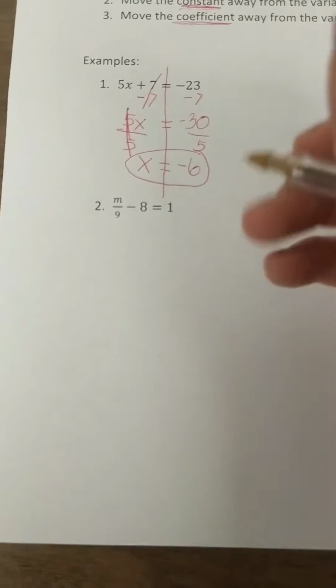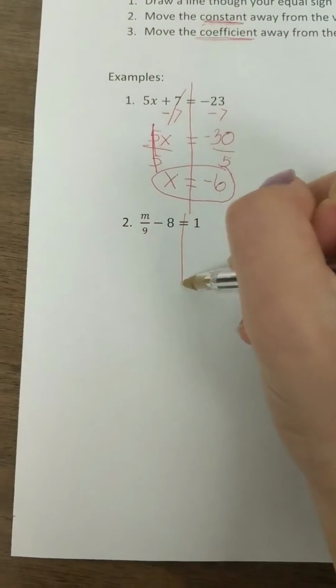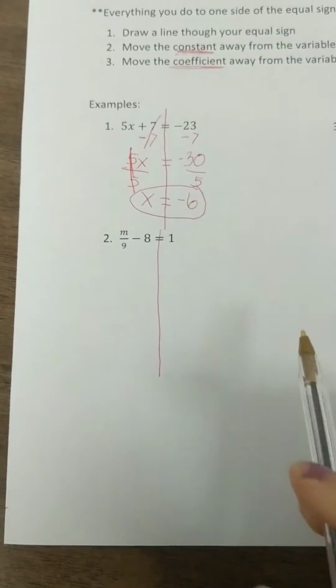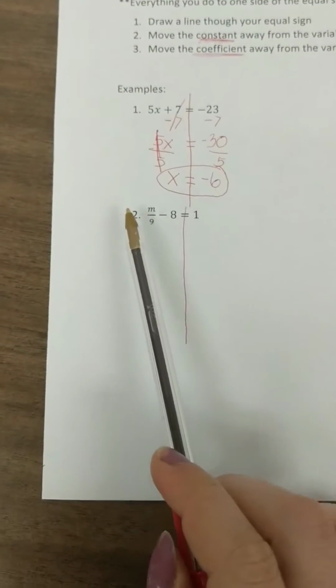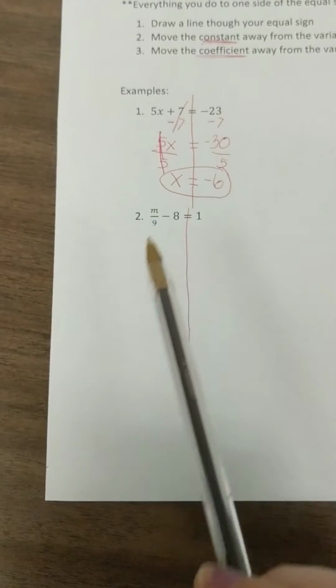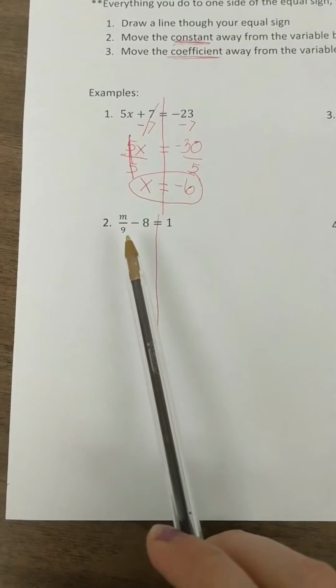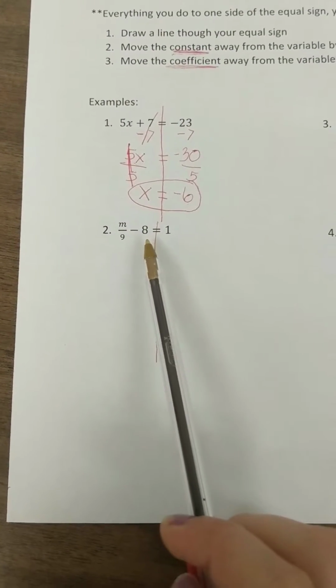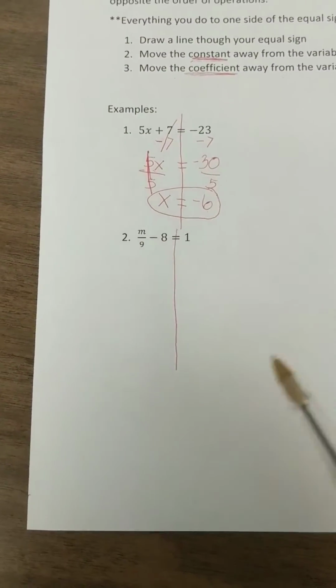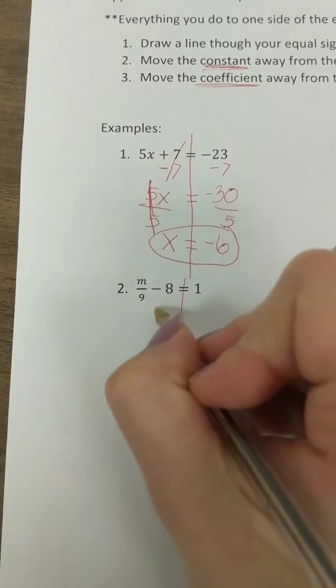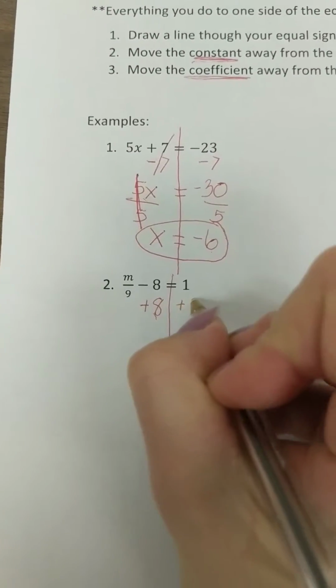Okay, let's go down and look at number 2. Start by drawing your line through your equal sign. Okay, now we need to move the constant away from the variable. So our variable is here on the left. So we need to find our constant. We have a 9 and we have a minus 8. Remember the constant is the one without the variable. So minus 8 is our constant. And since we have subtraction, we get rid of it with the opposite. So I'm going to add 8.